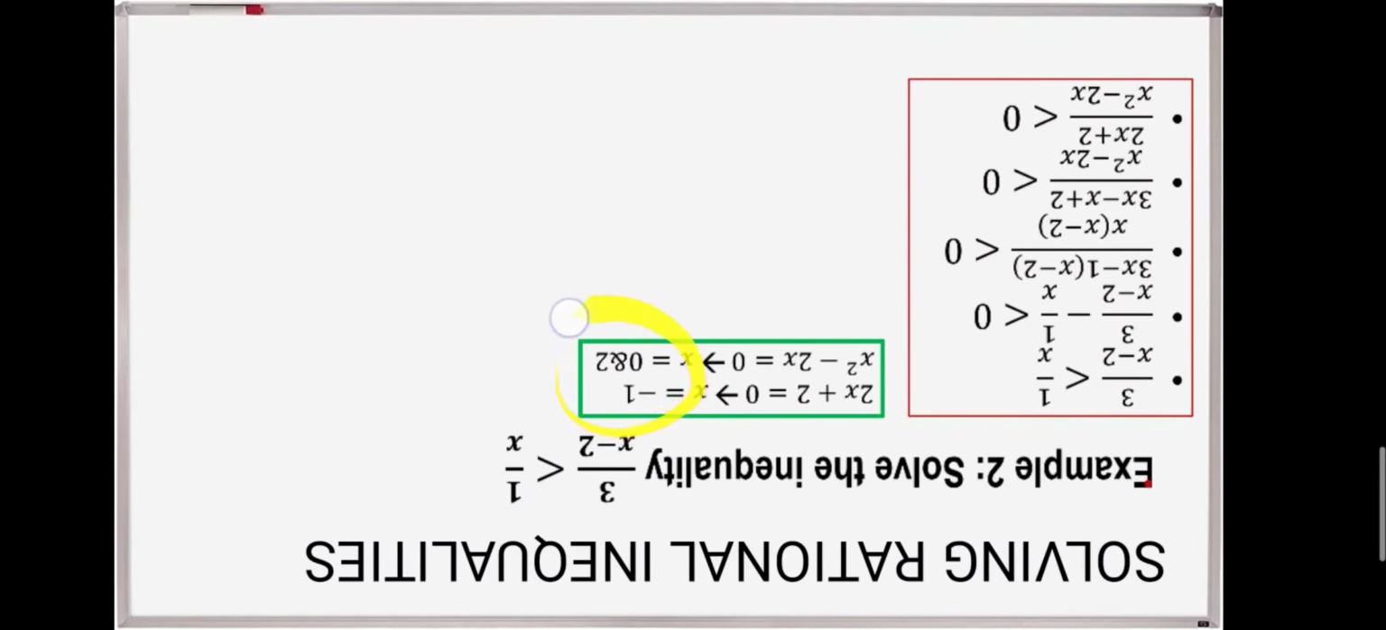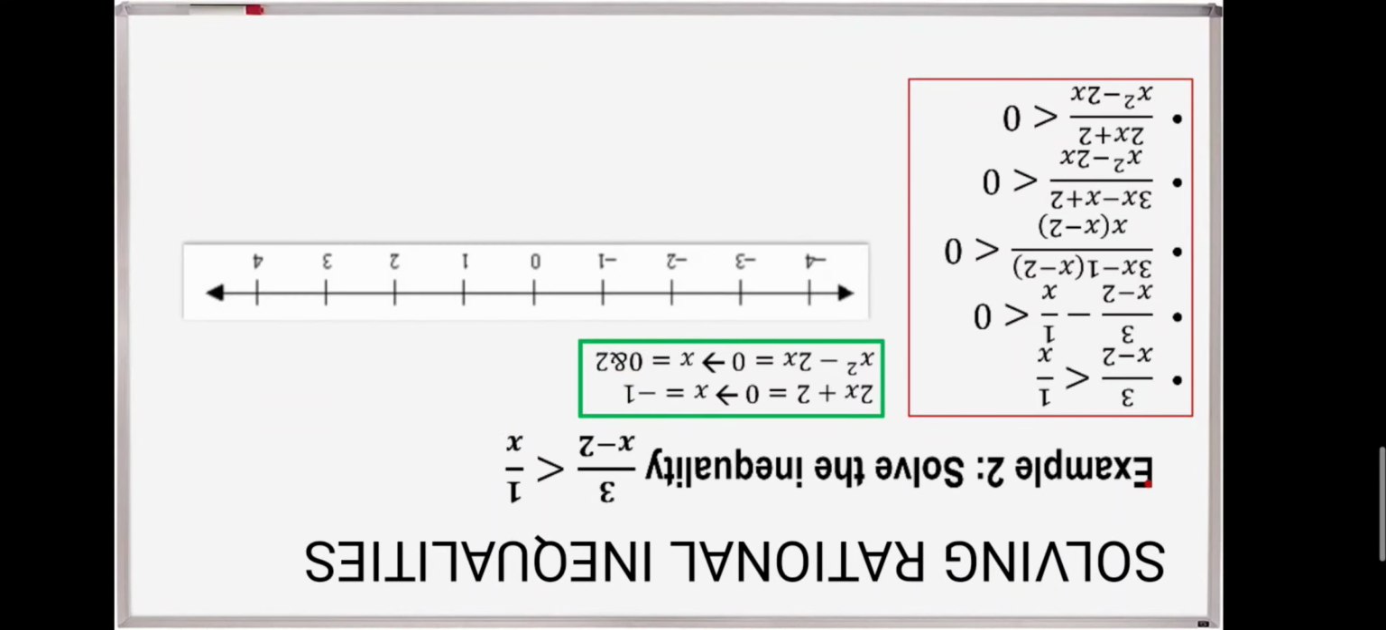Okay? To make sure whether these values are included or not, let's try to substitute them into our inequality. So let's try negative 1. Okay? So 3 over negative 1 minus 2 is negative 3. So 3 over negative 3 is negative 1. Okay? So here we have negative 1. So 1 over negative 1 is negative 1. So negative 1 is less than negative 1. That is false. Therefore, we will use an open circle for negative 1.